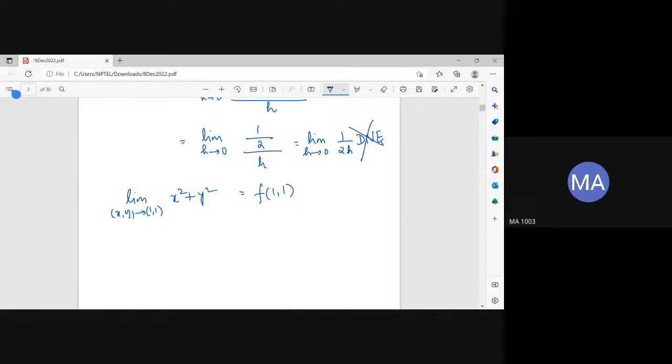If it does not exist, checking that is much simpler because you just have to find two different paths along which the limits are different, right? So you usually try y equals 0, that is the x-axis, x equals 0, the y-axis, and then y equals mx, or depending on the function, mx squared or m root x or something like that. So for the knowledge of this course, this much is enough. Usually these curves will give you the answer.